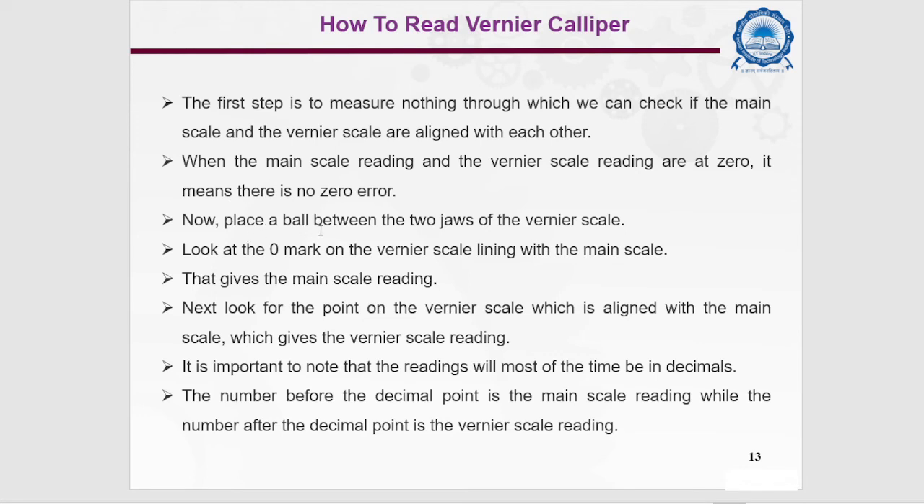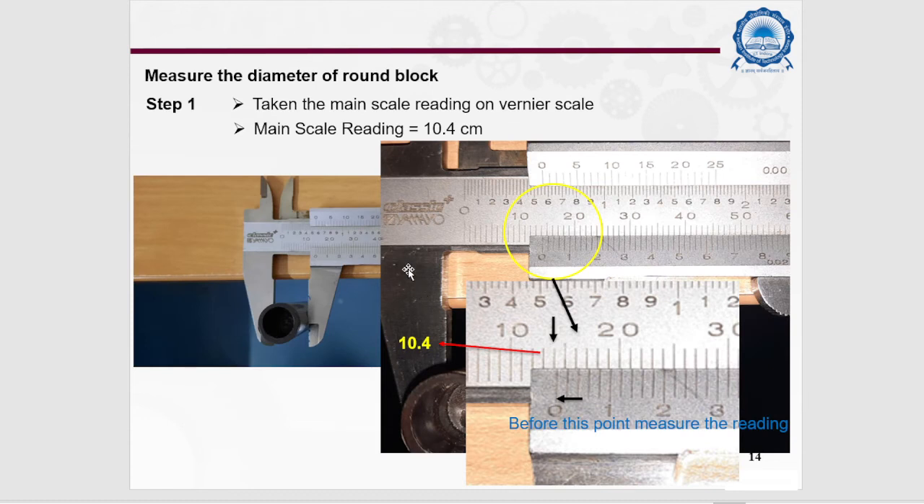Now place a ball between the two jaws of the vernier caliper. Look at the zero mark on the vernier scale lining with the main scale, which gives the main scale reading. Next, look for the point on the vernier scale which is aligned with the main scale, which gives the vernier scale reading. It is important to note that the reading will most of the time be in decimal. The number before the decimal point is the main scale reading, while the number after the decimal point is the vernier scale reading. So how to measure the diameter of the round object?